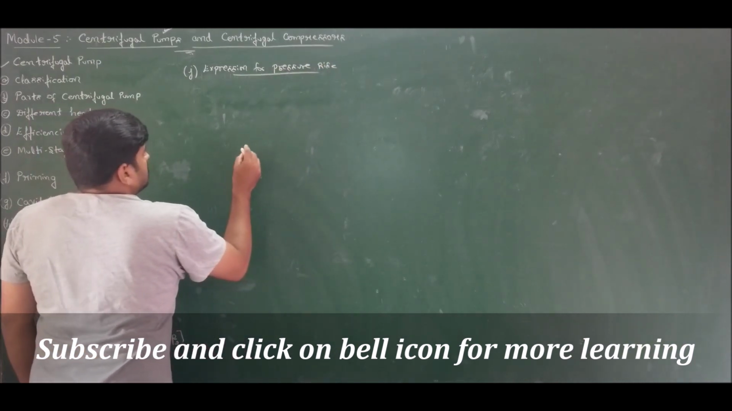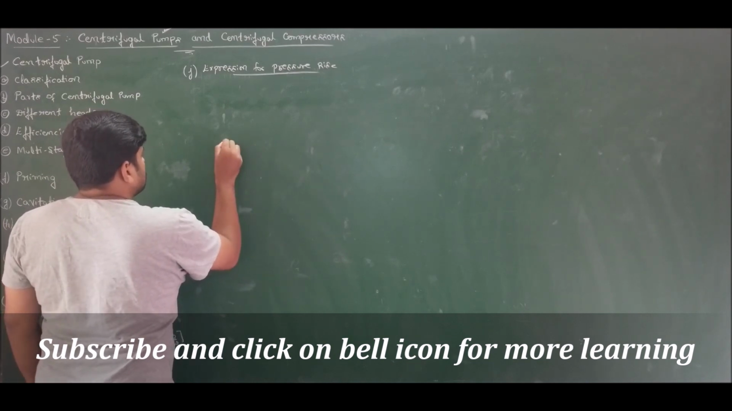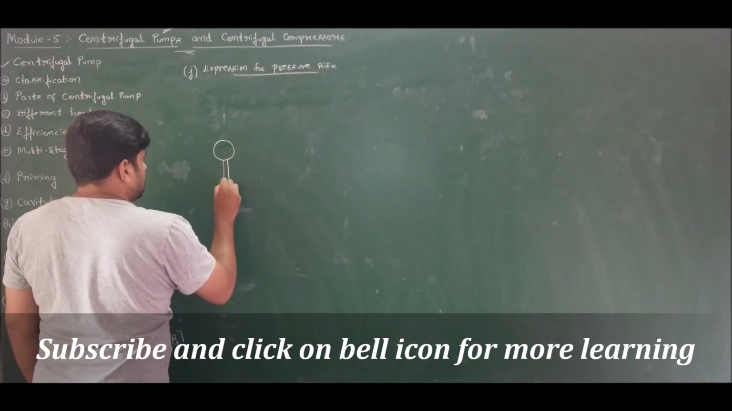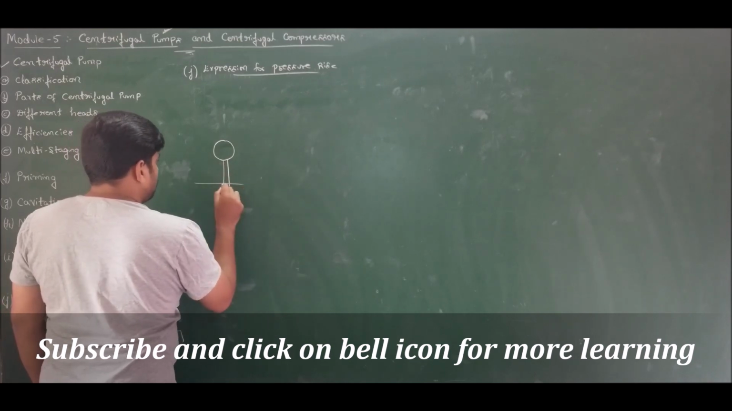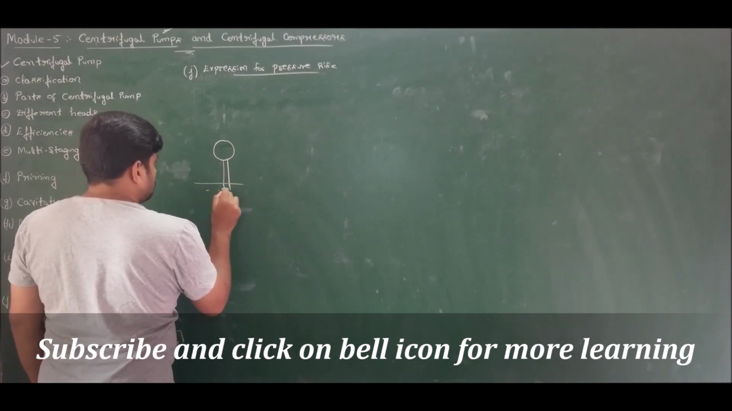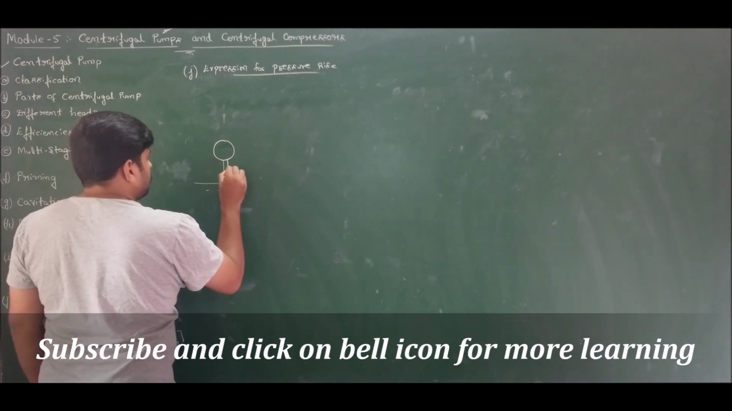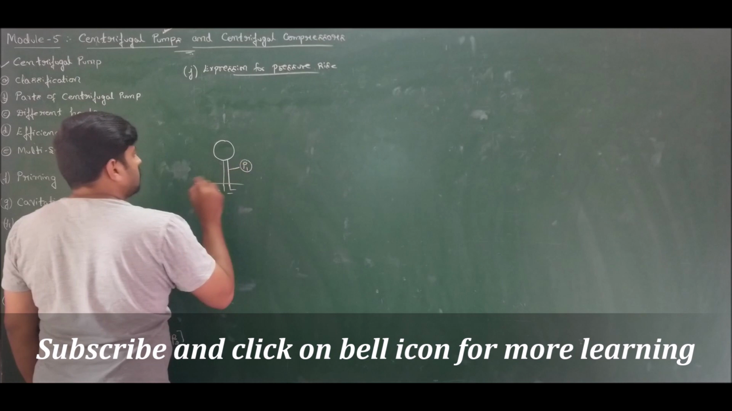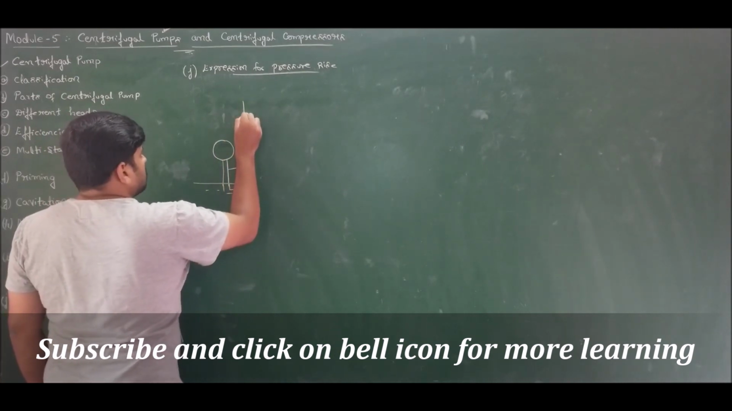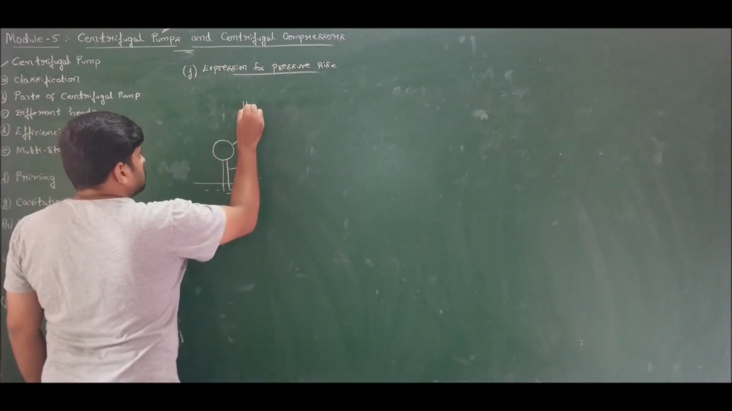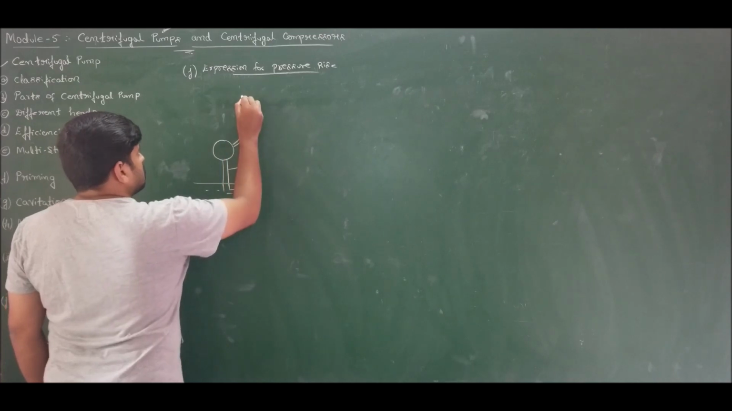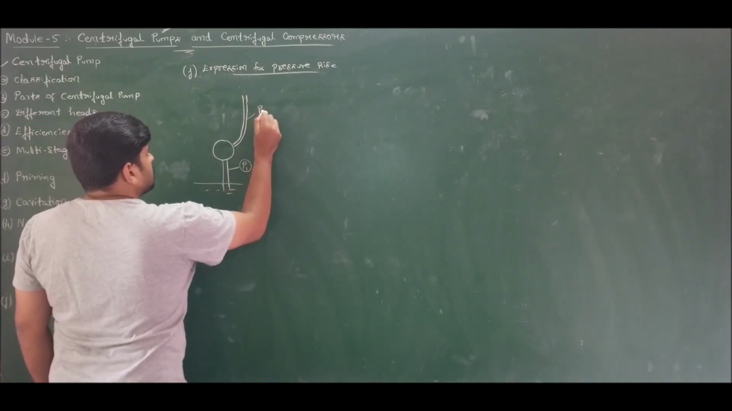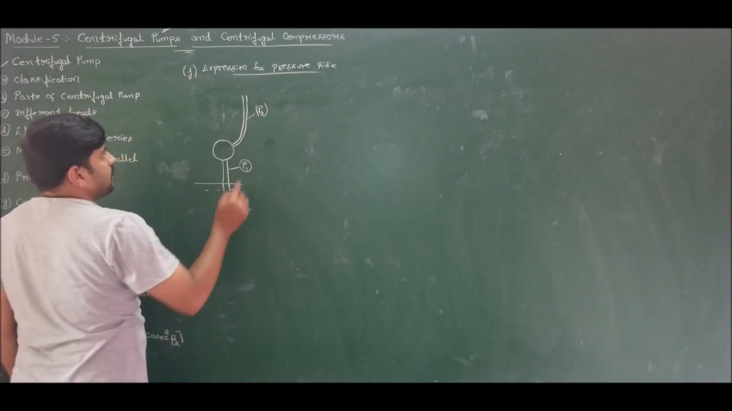Now let us consider a centrifugal pump like this. So we have the suction side from the sump. Here we have the suction pressure, let us take it as P1, and we have the delivery also, and on this side we have the delivery pressure. Let us take it as P2.